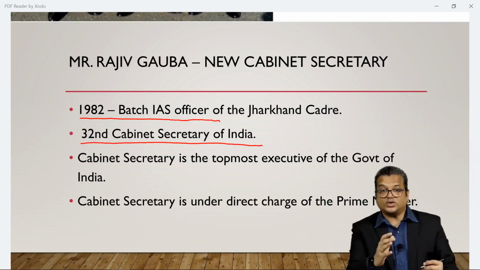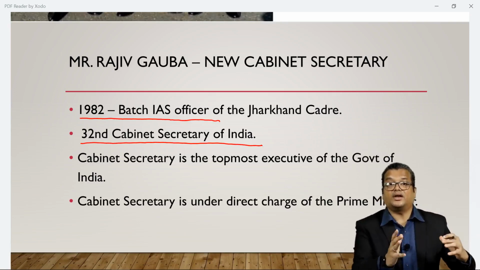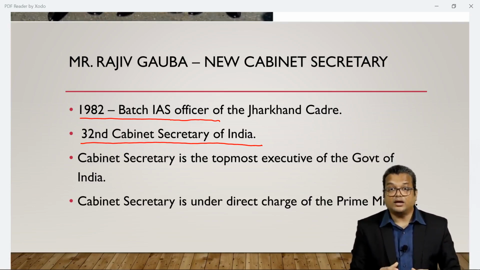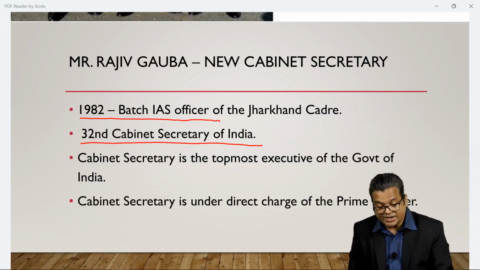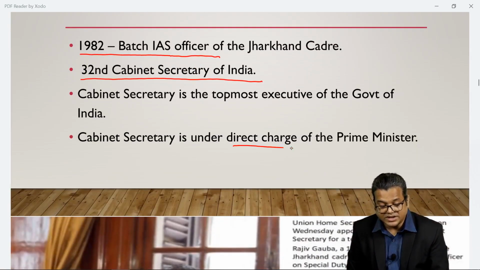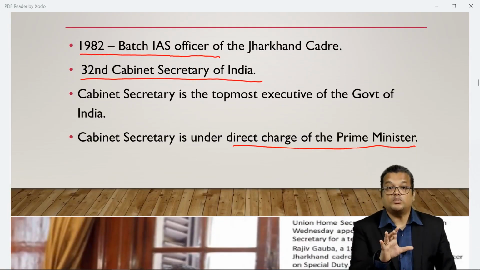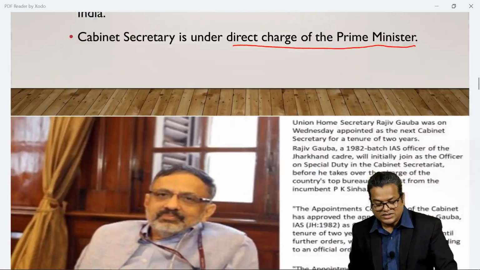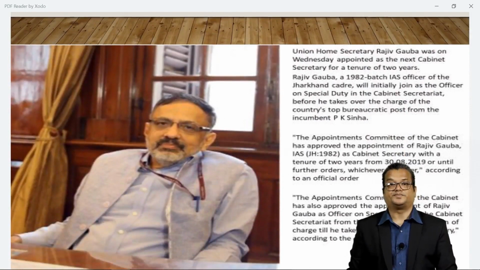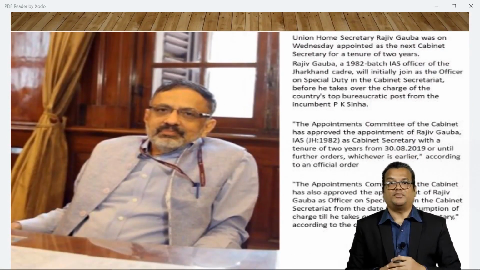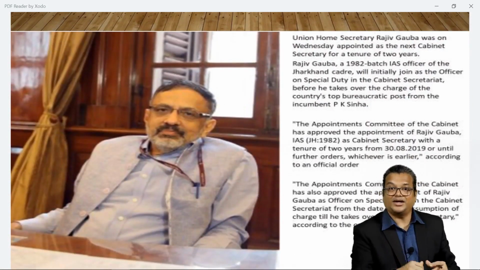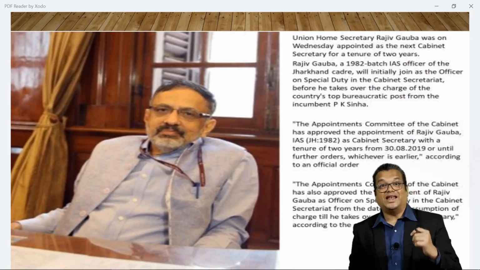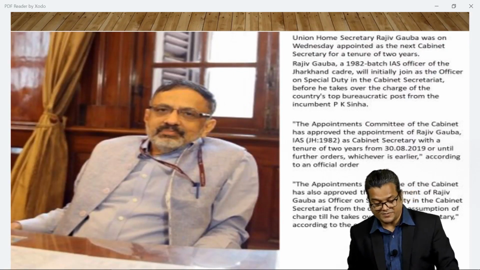Guys, you can see on the screen, Cabinet Secretary is the top most executive of the government of India, and he's under direct charge of whom? He's under the direct charge of the Prime Minister. A very important position, just for your information, so that you can remember well. He is Mr. Rajiv Gauba. Okay, so he happens to be our 32nd Cabinet Secretary. Right, friends? I hope you have understood this. Let's go to the next update.